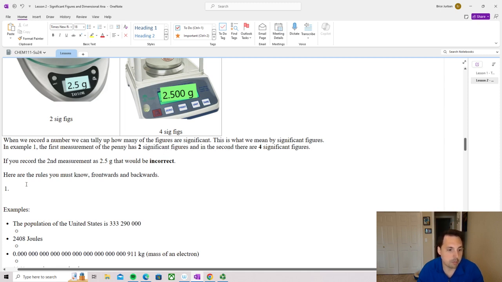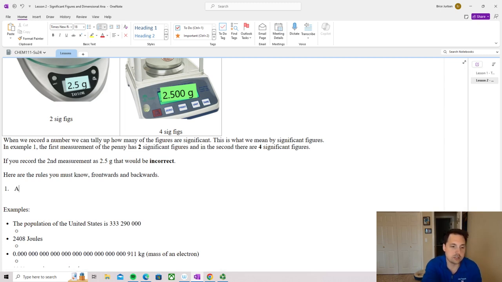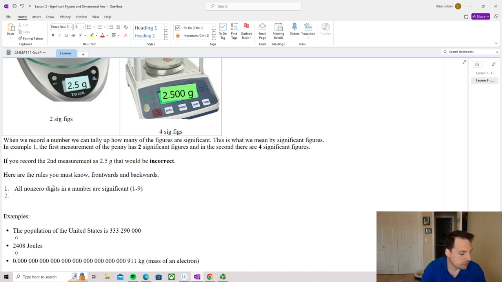And here are the rules that we need to know, and I would recommend practicing these rules here. So the first one is all non-zero digits that are in a number are significant. That means numbers 1 through 9 are significant. Second rule is that zeros between non-zero digits are significant. Any sandwiched zeros.